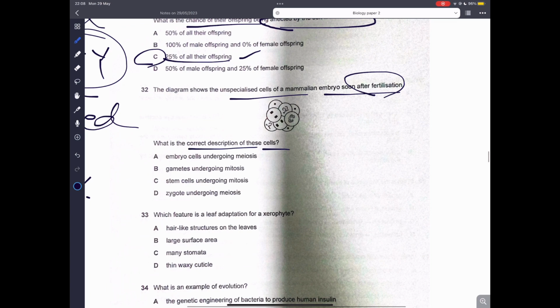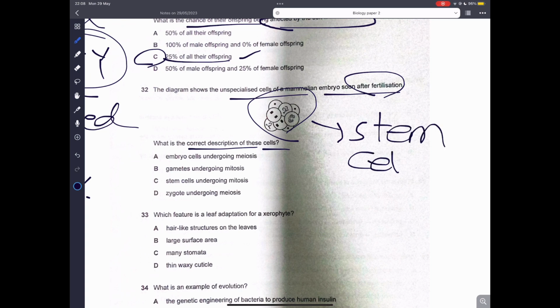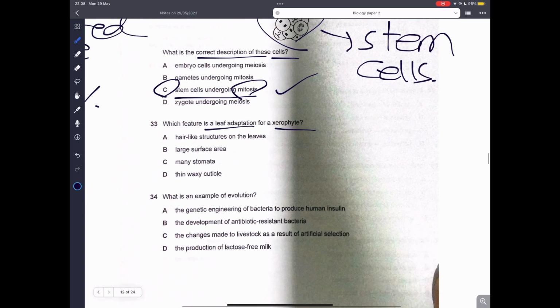The diagram shows unspecialized cells of a mammalian embryo soon after fertilization. What is the correct description of these cells? Now, the embryo is always made up of stem cells that are undergoing mitosis in its early stages. So C is the correct answer.